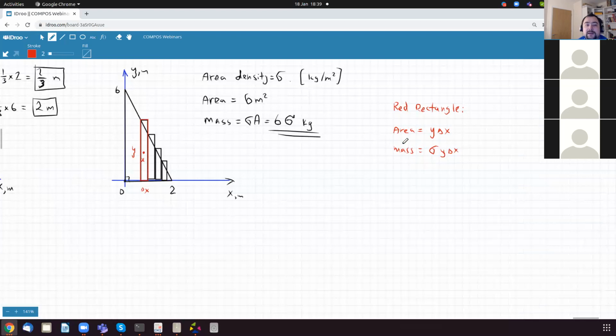Sigma is the area density. Mass is sigma y delta x, and the position equals x. So what we do is we have the sum of x times sigma y delta x. So we have the position times mass, and we need the sum of that, divided by the sum of masses.